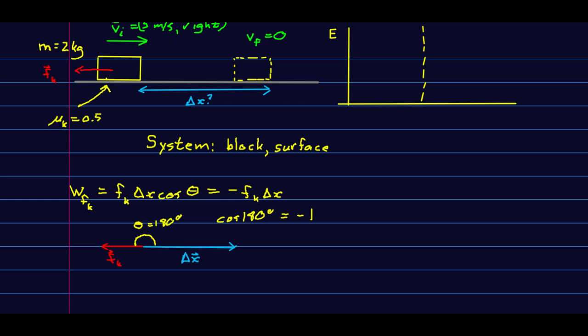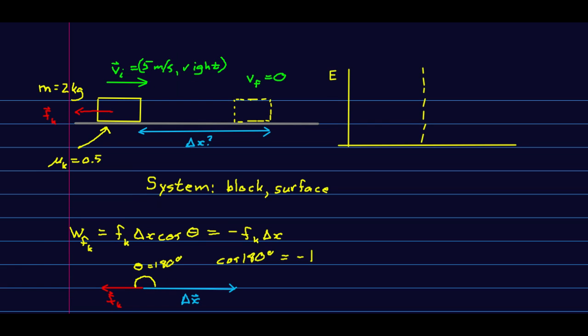And what's that going to do? Well, we've already discussed this. That's going to warm things up. It's going to produce thermal energy. So what is going on here is that our system starts off with kinetic energy. And it ends up, all that kinetic energy disappears because the block comes to rest. It is all transformed into thermal energy.